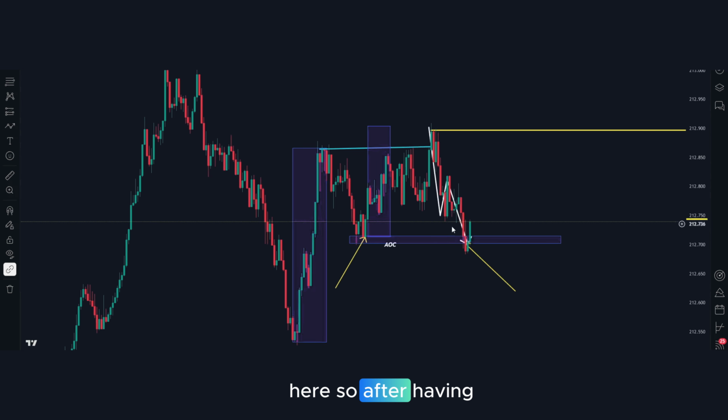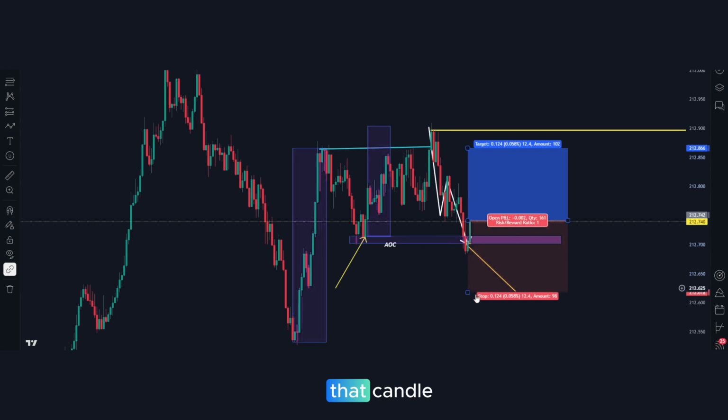So after having this one, we are seeing how buyers are reacting from this zone here. Buyers are taking control from this zone here, confirming our end of pullback. So we took our buys on the closure of that candle. Our stop loss is always below this area of confluence.